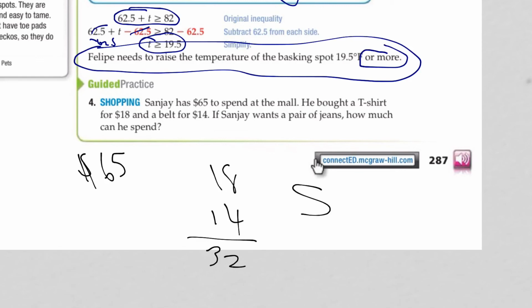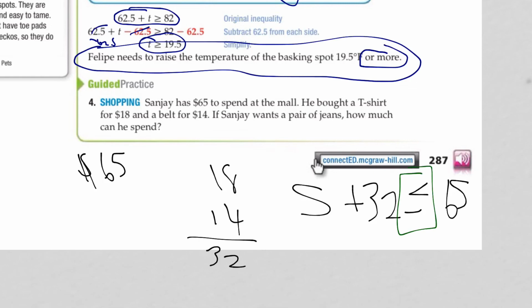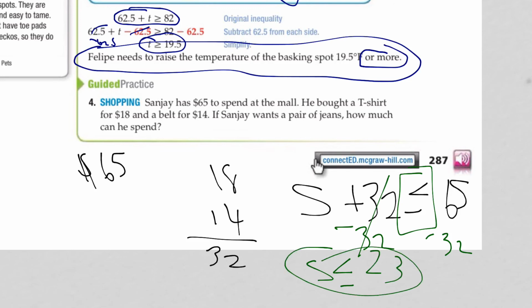So we're going to put S for spend plus 32 has to be less than or equal to 65. Now notice I put less than or equal to. Why? Well, because he can't spend more, right? He won't have enough money. So I need to find out how much money he has to spend so that he doesn't run out or he has money left over. So I'm going to subtract 32. S is less than or equal to 23. So that means Sanjay has to spend less than or equal to $23.